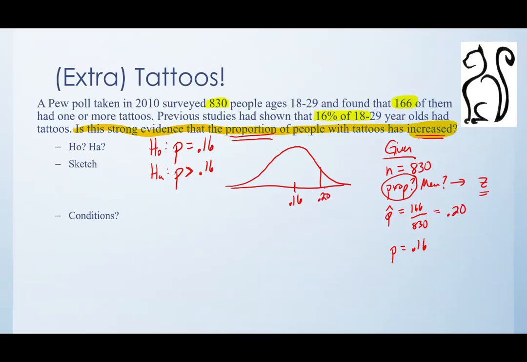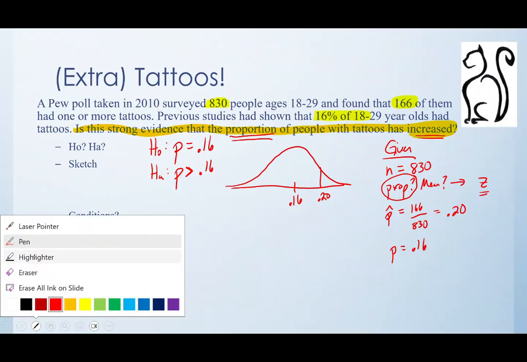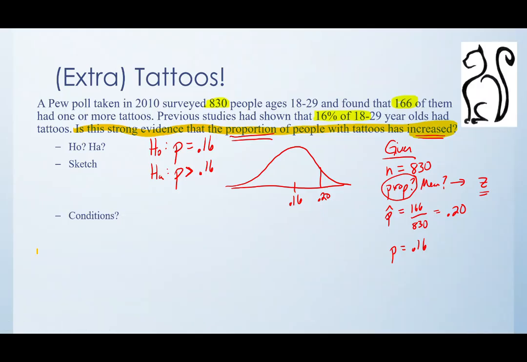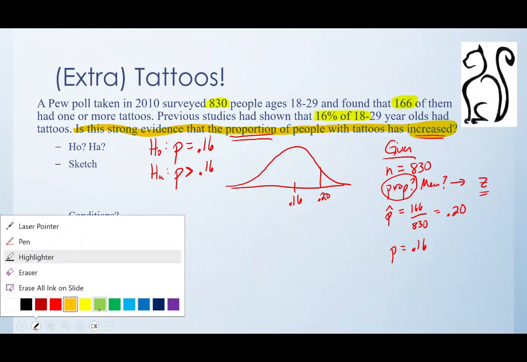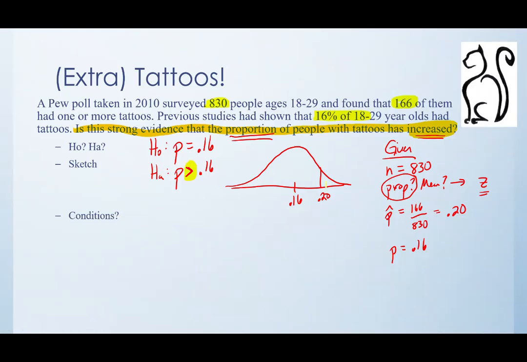All right. And where are we shading to represent our p-value? We are shading the greater than, let me go back. We change it to yellow. There's a little more contrast there, right? We are shading the greater than side.